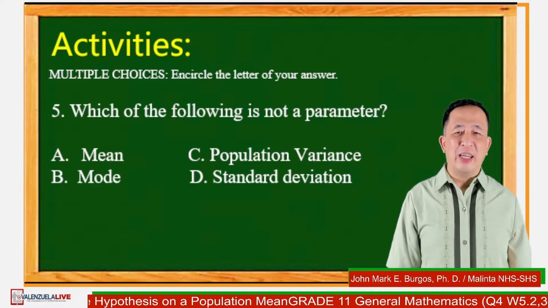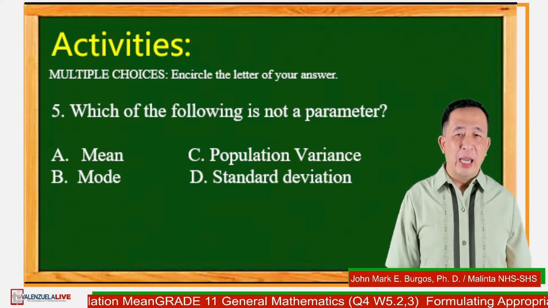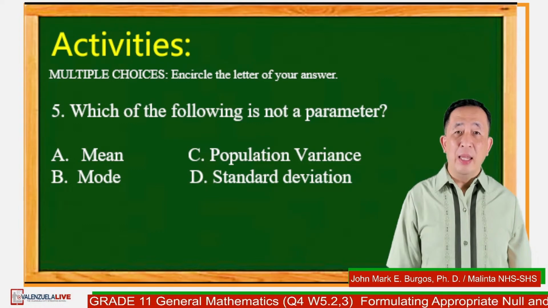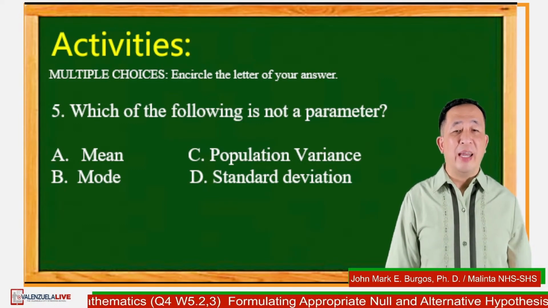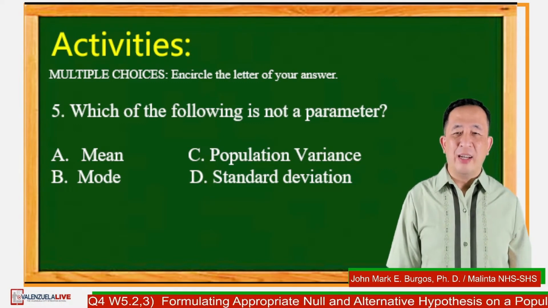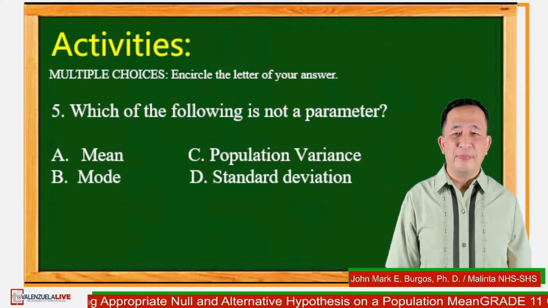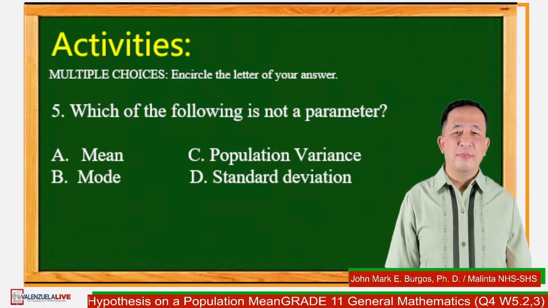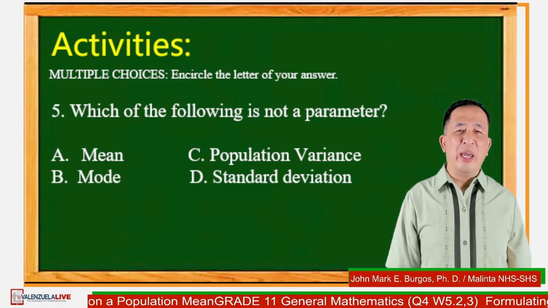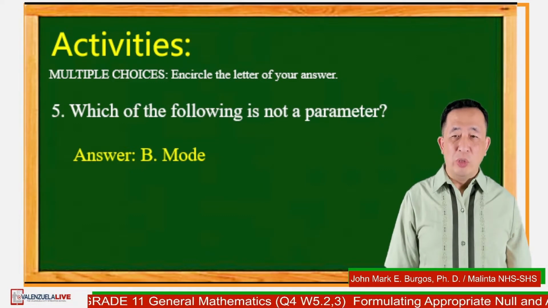And the fifth question is, which of the following is not a parameter? Is it A, the mean, B, the mode, C, the population variance, or D, standard deviation? What is the correct answer? 10 seconds. So which of the following is not a parameter? The answer is B, mode.